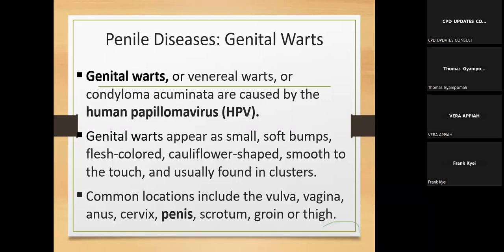You can make them out whenever you see one. Common locations include the vulva, the vagina, anus, cervix, penis. Because you're dealing with penile disease, that's why you're highlighting the penis. It can also be the scrotum, the thigh, and then the groin. All these parts are considered to be around the genital area. So that's why they are called genital warts.